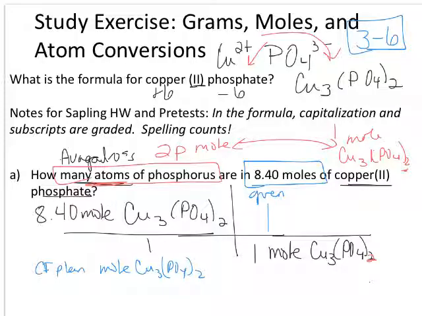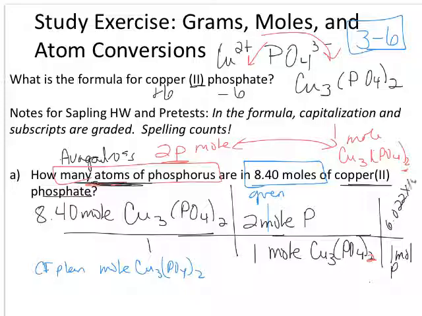2 times 1 is 2. So here you have, for 1 mole of copper phosphate, 2 moles of phosphorus. And what did it ask for? How many atoms? And Avogadro's number, so you can do 1 mole of phosphorus for 6.022 times 10 to the 23rd atoms of phosphorus.